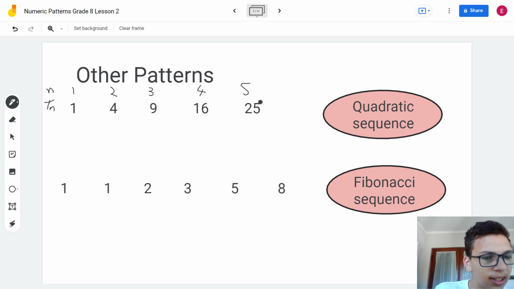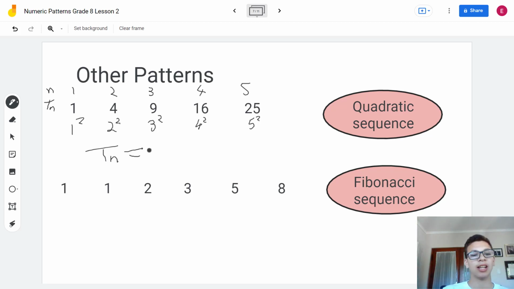So now, as you can see here, you might be thinking 1 is 1 squared. 4 is 2 squared, 2 times 2. 9 is 3 squared, or 3 times 3. 16 is 4 squared. And 25 is 5 squared. So, as you can see here, Tn will equal n squared.